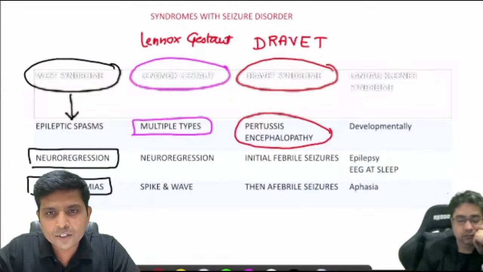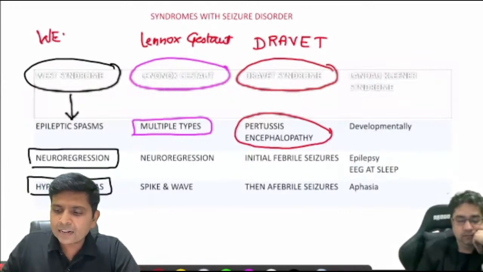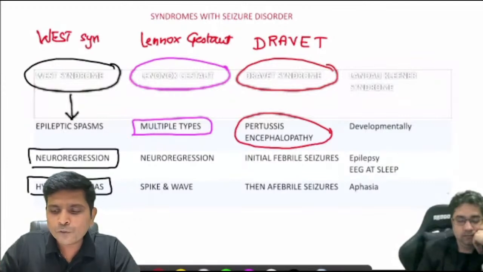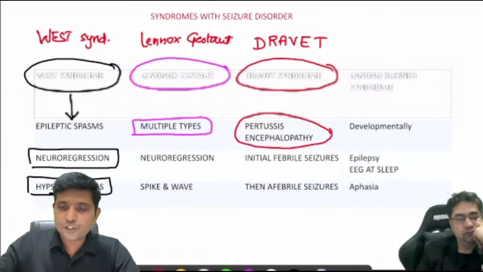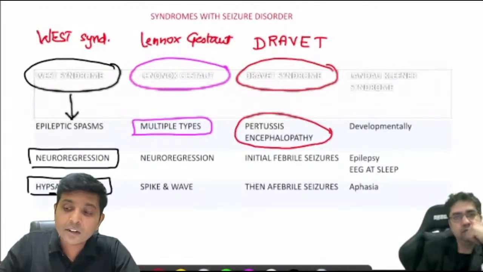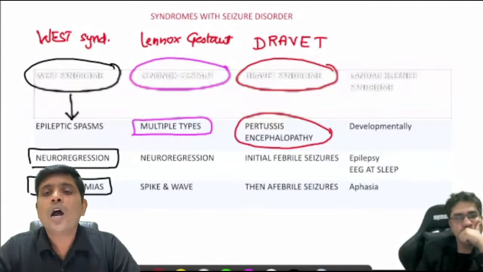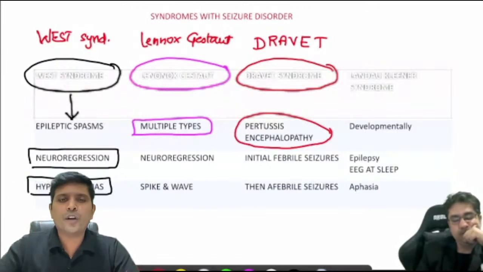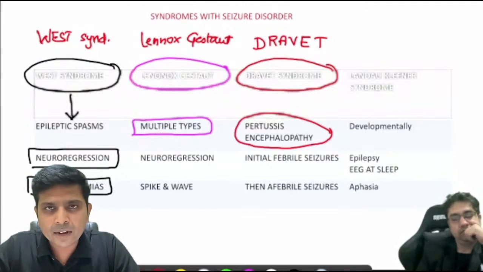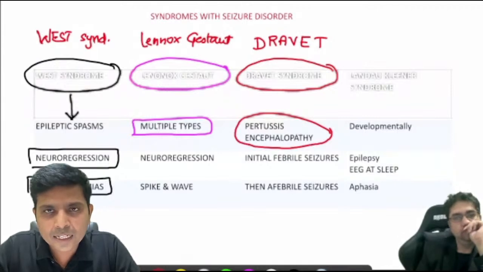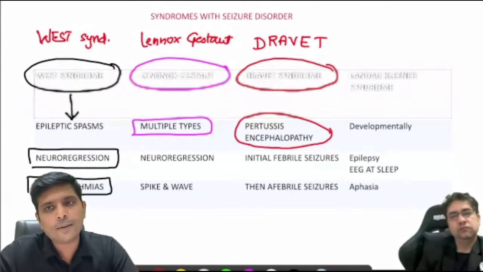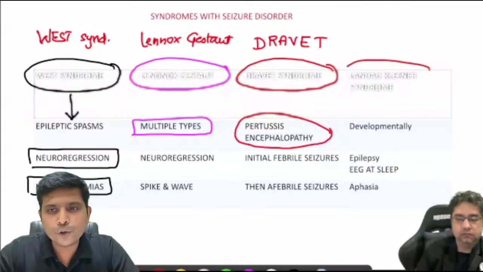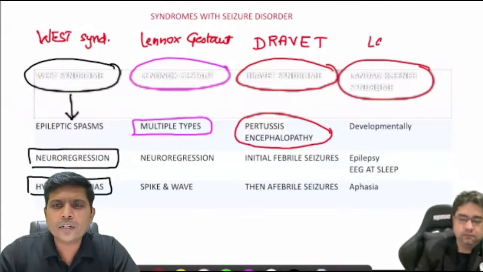Remember, in Dravet syndrome, initially the child will develop seizures following vaccination. But over a period of time, the child will develop seizures even without vaccination, along with continuous neuroregression. I repeat, Dravet syndrome, unless otherwise proved, should be called pertussis encephalopathy. And then the last one, Landau-Kleffner syndrome. What is called Landau-Kleffner syndrome?